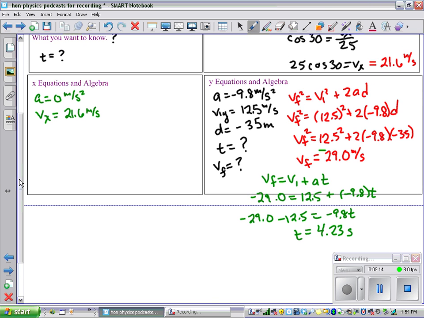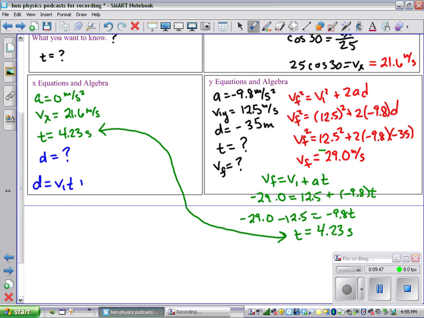Now that I know my time, I can go over here because time is the same in the x and the y. It's the one variable that surpasses the x and y column. You can put it in either one. So I would like to know d, what I'm solving for. So we'll use d equals VIT plus 1/2 AT squared, using 3 out of our 4 motion equations in this problem right here.